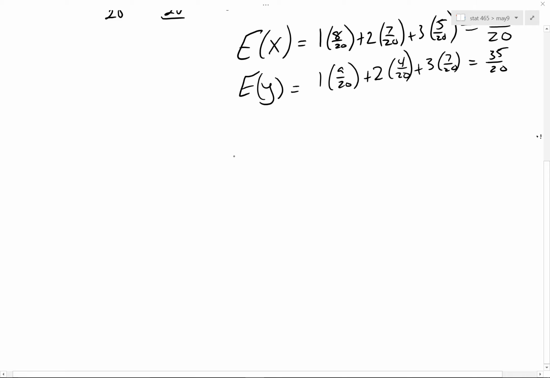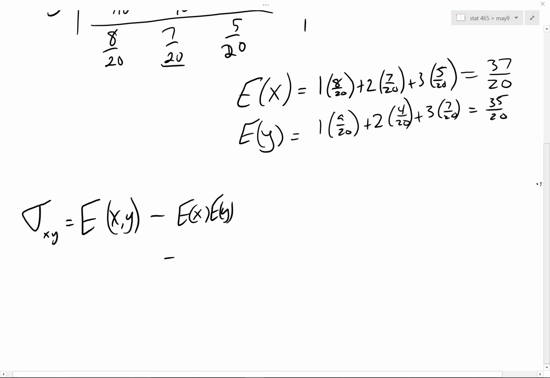So if you're thinking about this, you're like, well, how would I find this guy? Well, I need the expected value of x and y minus the expected value of x times the expected value of y. Well, I got this. This is simply 37 20ths times 35 20ths. Okay, that part's easy. But how do I find the expected value of x and y? How would I pull that off?